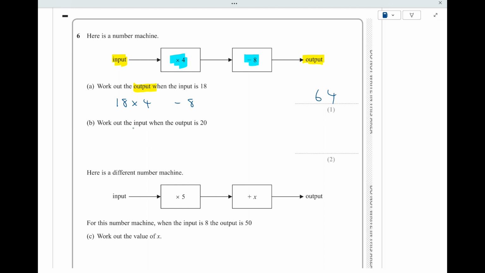Work out the input when the output is 20. Well, I'm going to have to go backwards, aren't I? So I'm going to do 20 plus 8. That gives me 28. And then I'm going to divide that by 4, which gives me 7. I could always check that by putting 7 in and checking that I get 20 out.